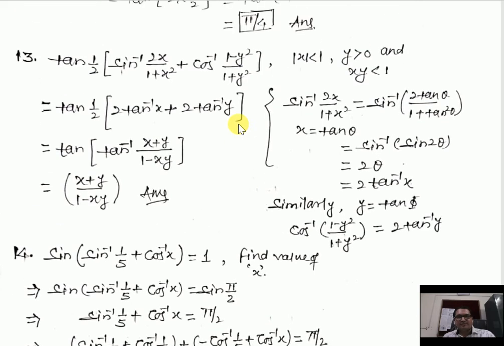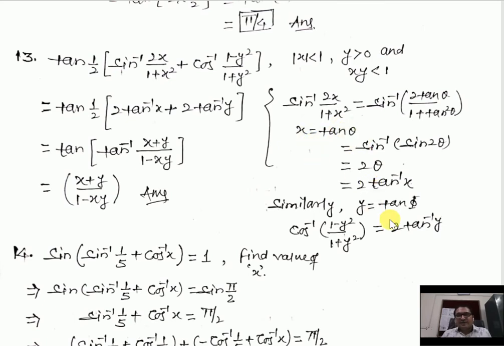Question number 13. Again, first you simplify this. Sin inverse 2x upon 1 plus x square, and sin inverse 2x upon 1 plus x square is what? 2 tan inverse x. How? Take x is equal to tan theta. If you take x is equal to tan theta, then it will be 2 tan theta upon 1 plus tan square theta. So that is the sin 2 theta formula. Sin inverse sin 2 theta, then it will be 2 theta, then 2 tan inverse x. What is the value of theta? Tan inverse x. The reason is that x you have taken as tan theta, so theta will be tan inverse x.